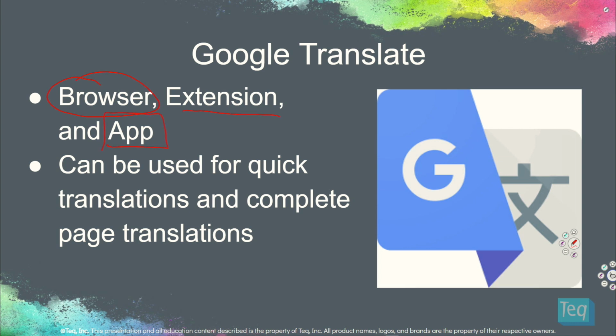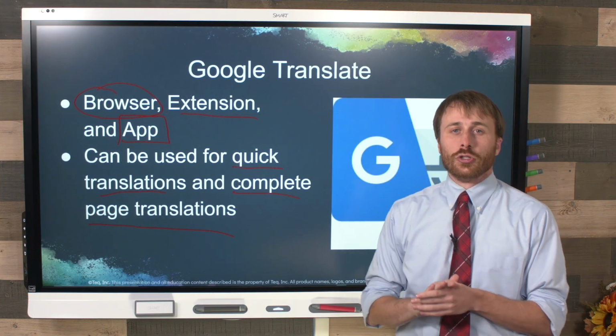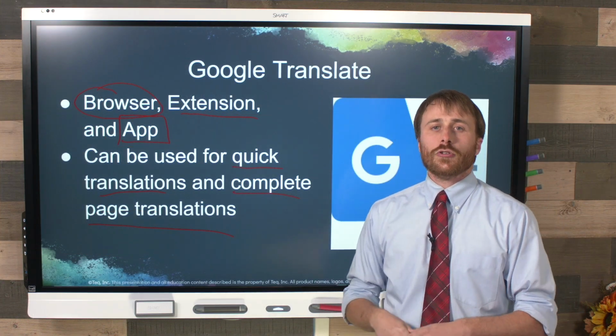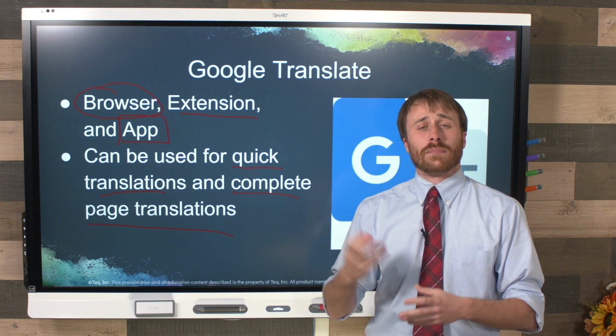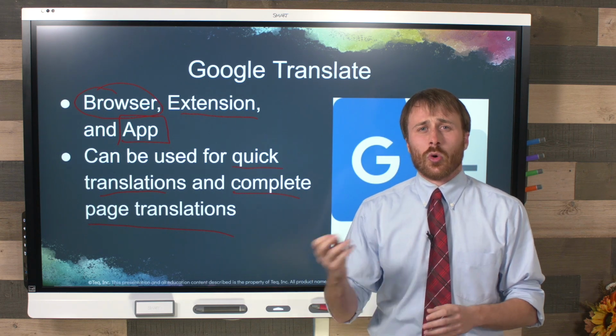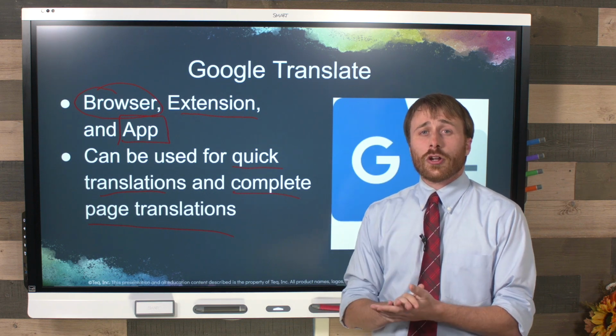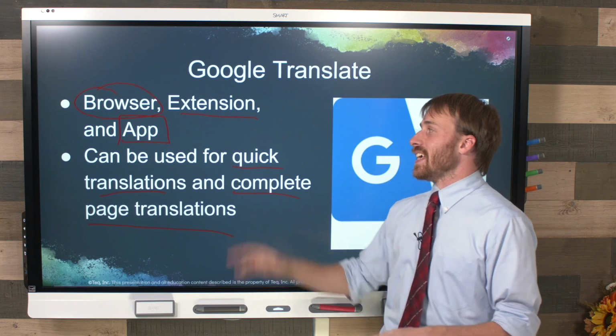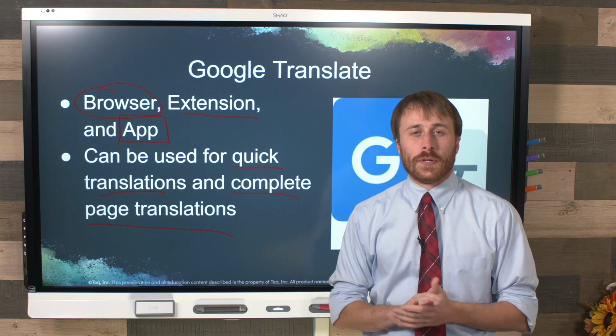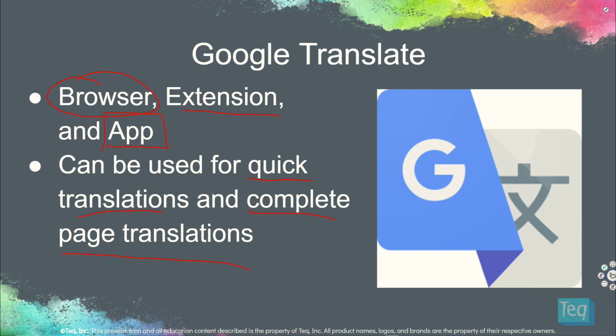So Google Translate, we can use on the browser, but there also is a very viable extension and an app that we can use to get our translations. Now, this can be used for quick translations, but also complete page translations. So whereas the Omnibar might be used for a quick word or phrase, we can use Google Translate to get an entire document translated, but even as well as a quick word or phrase. So we're going to head over to the computer to check out both the browser and extension, and then I'm going to head to the iPad to check out the app. But let's go to the computer first.